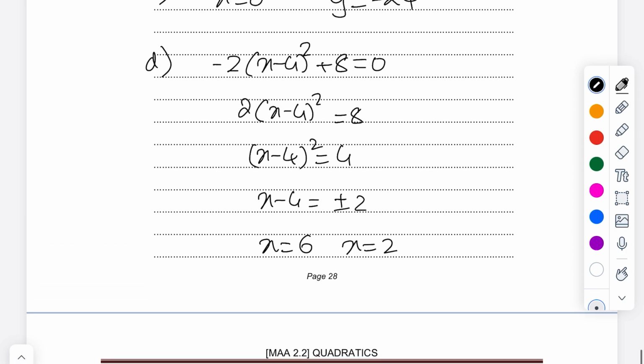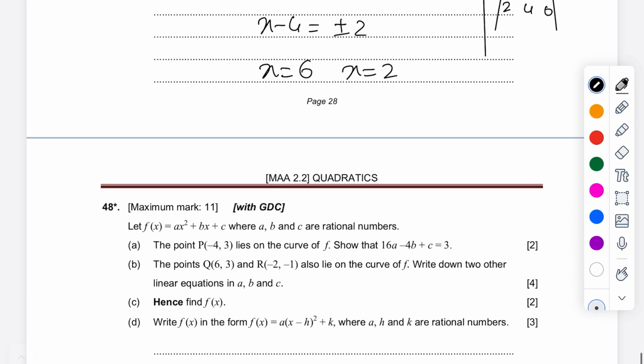Sketch the graph of the curve. The graph of the curve should be from the GDC. The roots are at 2 and 6 and the point (4, 8) is going to be the highest point. 2 and 6 and (4, 8). So this number should be 2 and 6, 4 and 8.